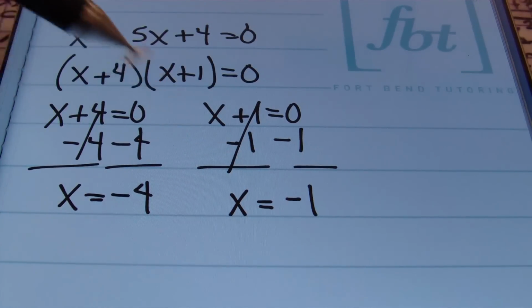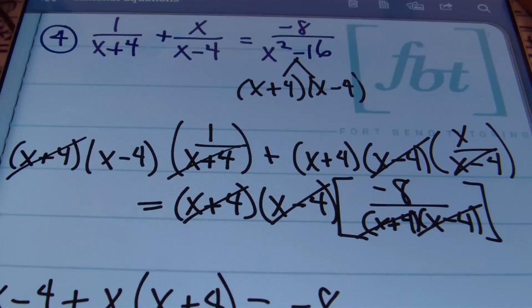So negative 4 and negative 1 are your potential solutions, but they may be extraneous. You don't know. Let's go ahead and plug them into the original equation to see. Looking at your original equation, plugging in negative 4 into this denominator, or this one for that matter, you'll end up with 0 in the denominator. So that means that negative 4 is an extraneous solution. Plugging in negative 1, however, you will not end up with 0 in any of the denominators, which means that negative 1 is your solution.